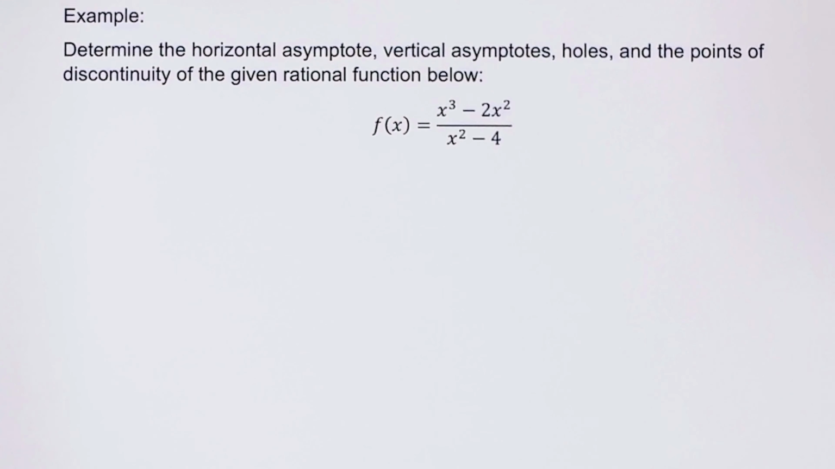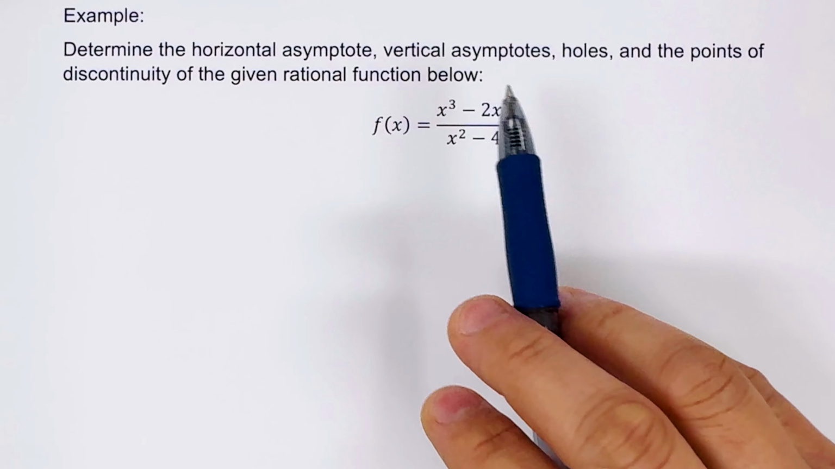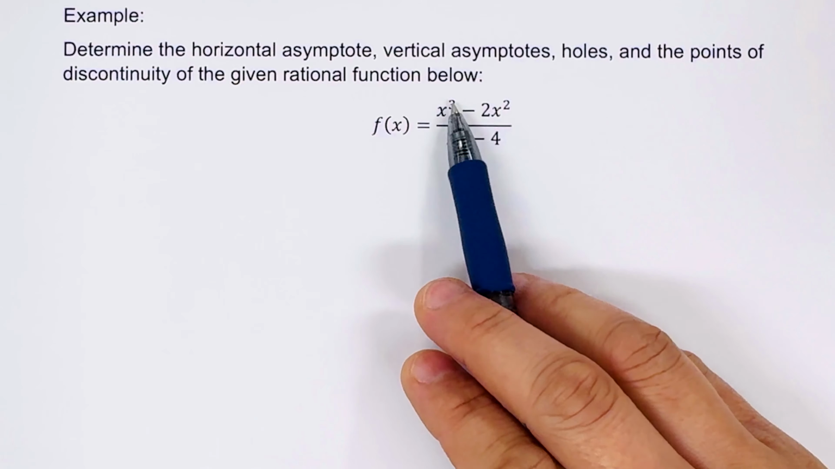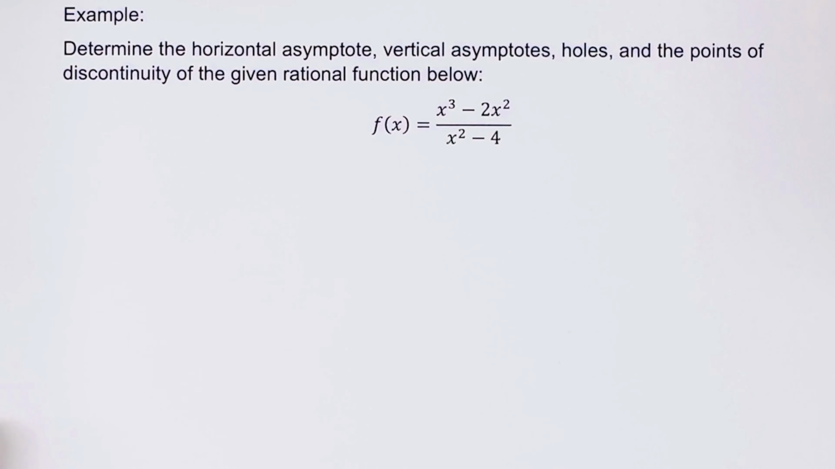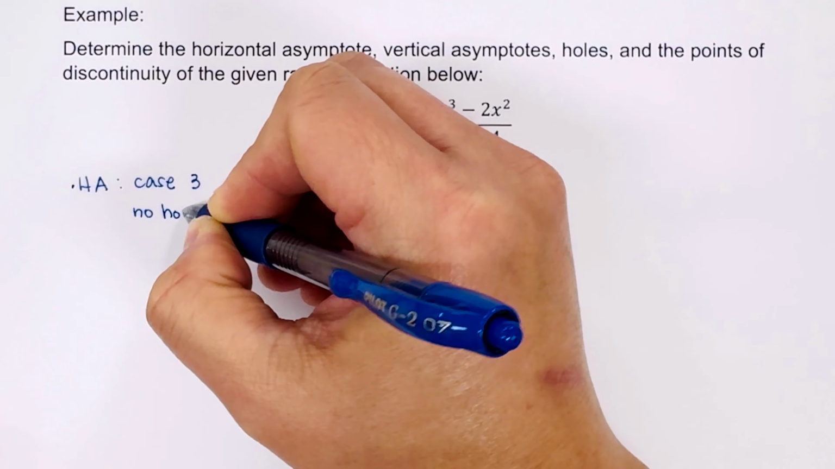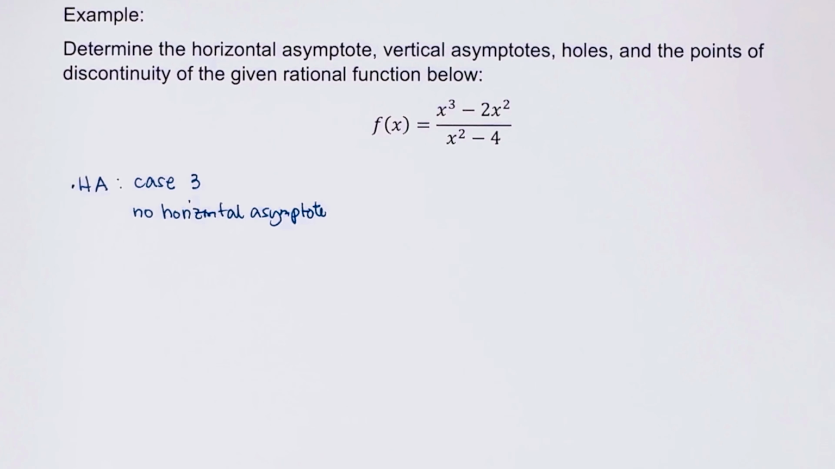Now let's determine the horizontal asymptote for this function right here. We look at the degree of the numerator, which is 3, and the degree of the denominator is 2. This tells us that this is an example of case number 3. So for case number 3, there is no horizontal asymptote for this function. However, this can have a slant asymptote.